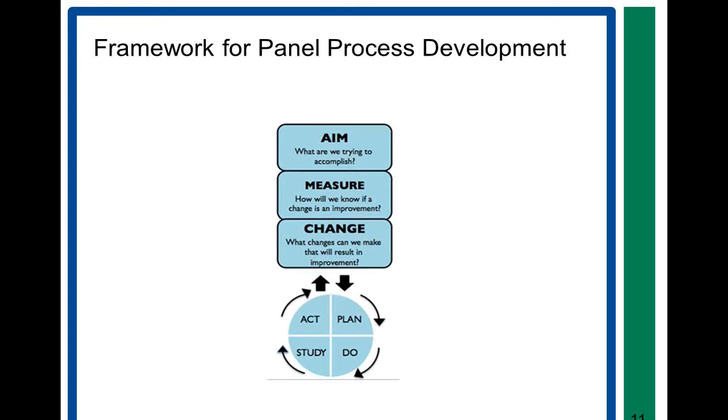Some measures, and that can be really just counting how many patients are currently on our panel and where we're going to get and figure out what that goal is. And what changes are we going to make? So what is that standardization going to look like? Who's going to be doing what, and when are they going to be doing it? And of course, as always, we use our PDSA cycle, our plan, do, study, act, to help guide us through that process when we're looking at panel.